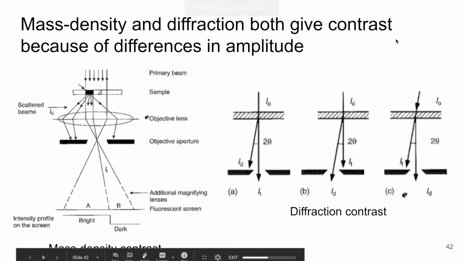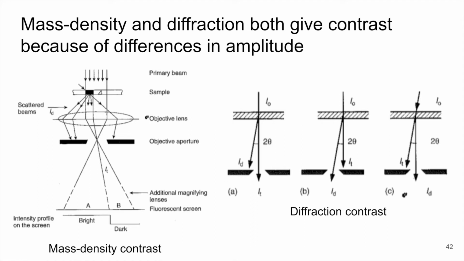All right. So far, we've talked about mass density and diffraction contrast in the modes that we produce. All of these differences in contrast are from differences in the amplitude of the beam, right? We're looking at different sections of the beam, and they have differences in amplitude.